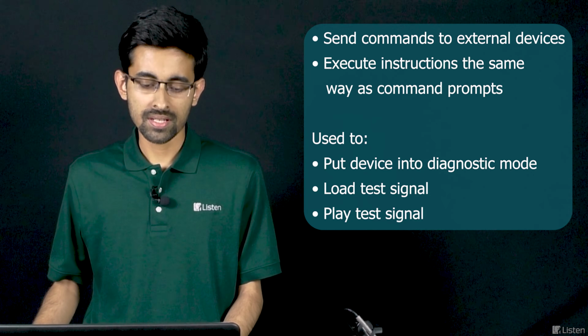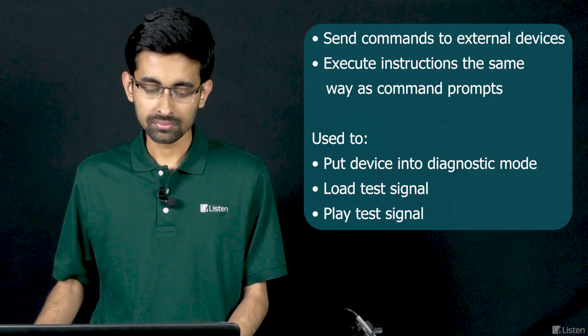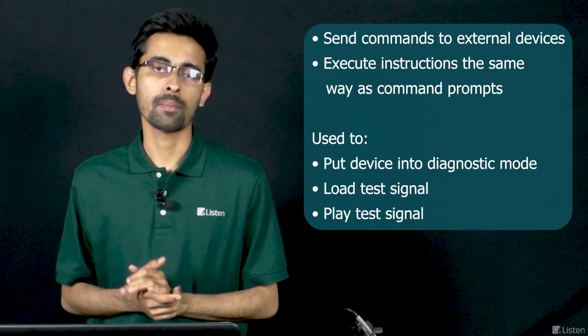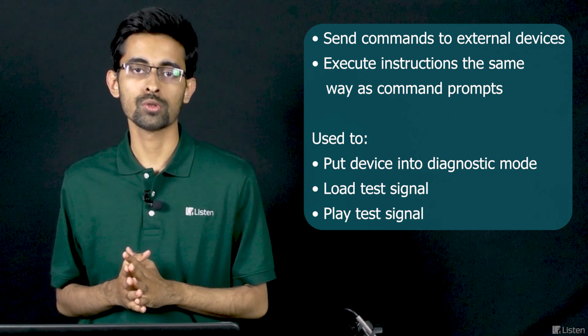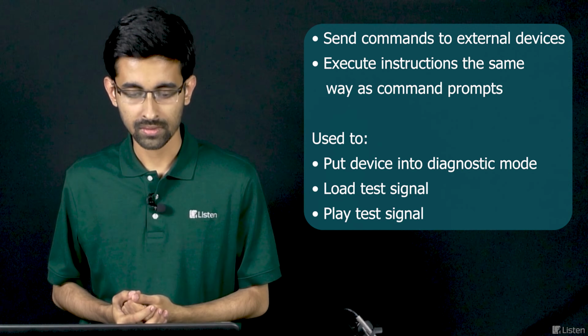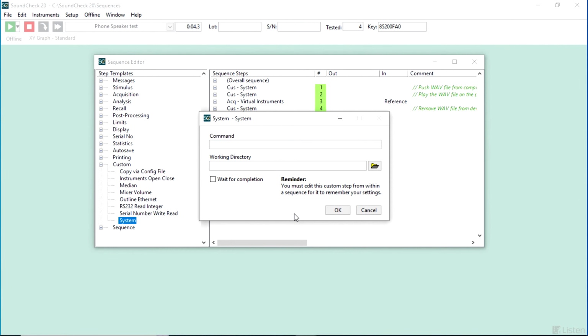So what is a system custom step? A system custom step allows you to execute commands very similar to how you would do it on command prompt or terminal from inside SoundCheck. So this is how it looks. You can type in a command that you would normally execute from command prompt or terminal, and you would set the working directory, and SoundCheck will execute those commands when it runs the sequence.